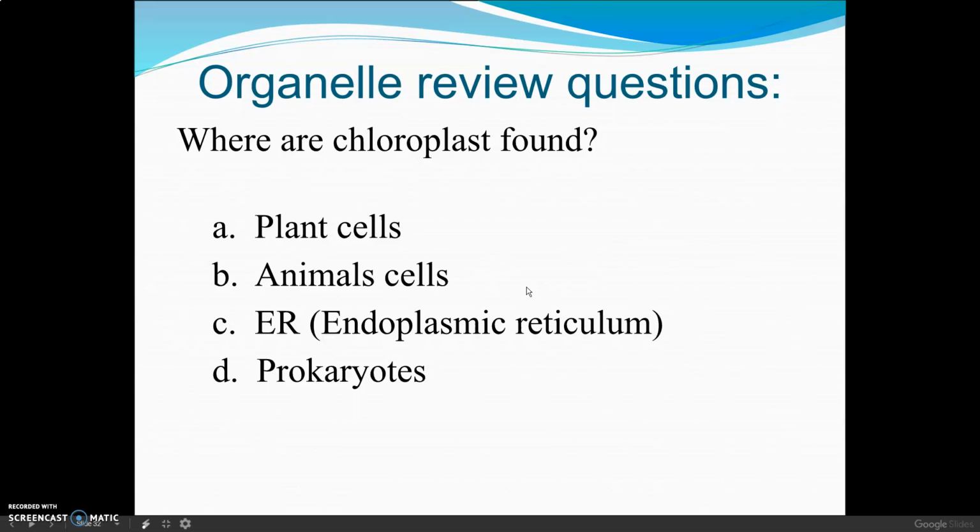Where are chloroplasts found? Are they in A, plant cells, B, animal cells, C, ER or the endoplasmic reticulum, or D, prokaryotes? Chloroplasts are found in A, plant cells.